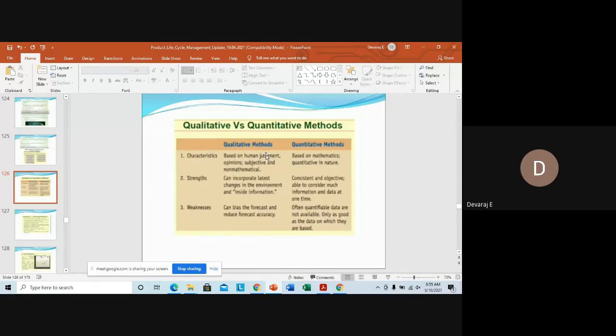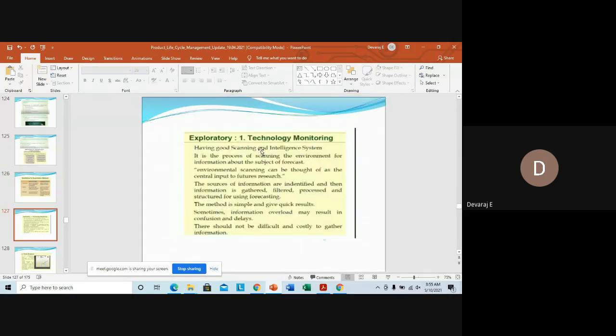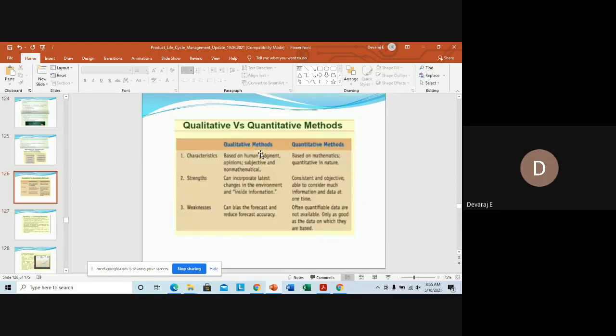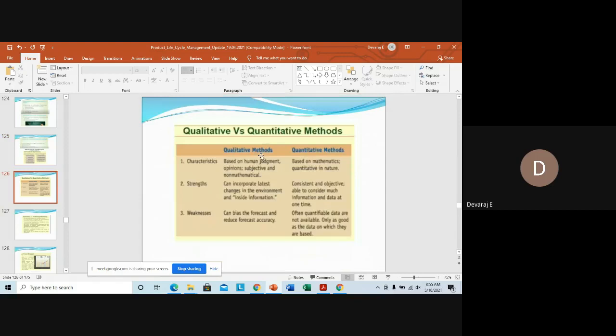If you know these two methods, then you can easily understand the exploratory method. There are 5 methods I told you, and I will now be explaining these 5 methods. Does anyone have any doubts in the qualitative and quantitative methods? Student: No doubt, sir.